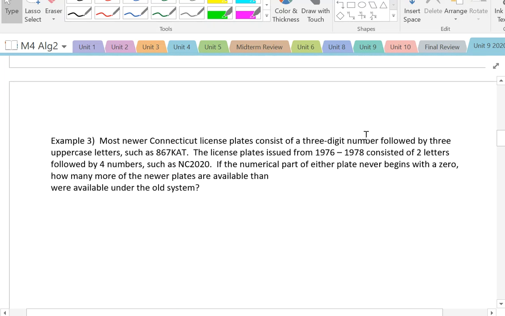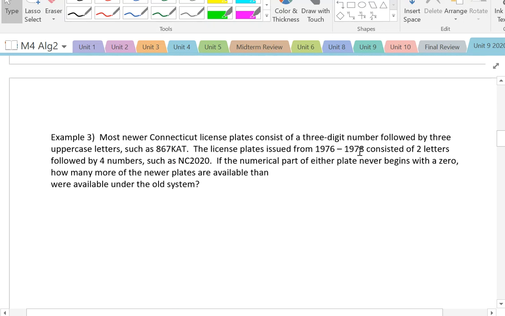All right, most newer Connecticut license plates consist of a 3-digit number followed by 3 uppercase letters, such as 867KAT. The license plate issued from 1976 to 1978 consisted of 2 letters followed by 4 numbers, NC 2020. If the numerical part of either plate never begins with a 0, how many more of the newer plates are available than were under the old system?